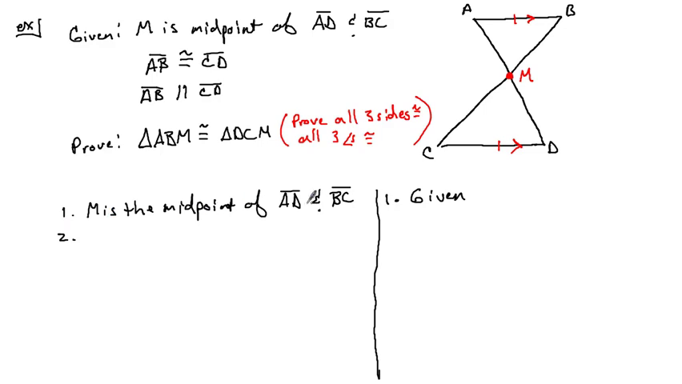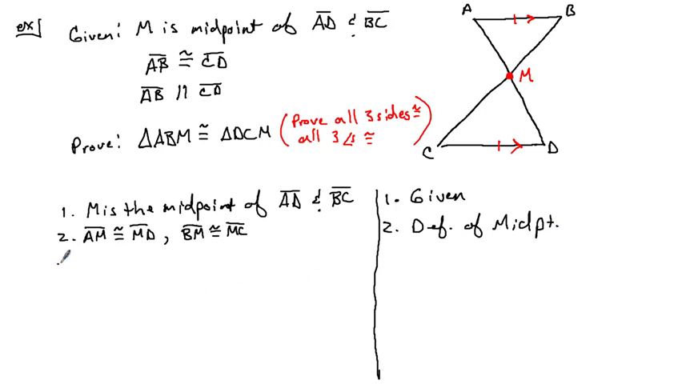So M is the midpoint of AD and BC. So what that should tell you is that AM is congruent to MD, right? So AM is congruent to MD. And also BM is congruent to MC. And the reason that's true, remember when we have a vocabulary word like this midpoint, the next thing usually is a result of that being a midpoint, so it's the definition of midpoint.